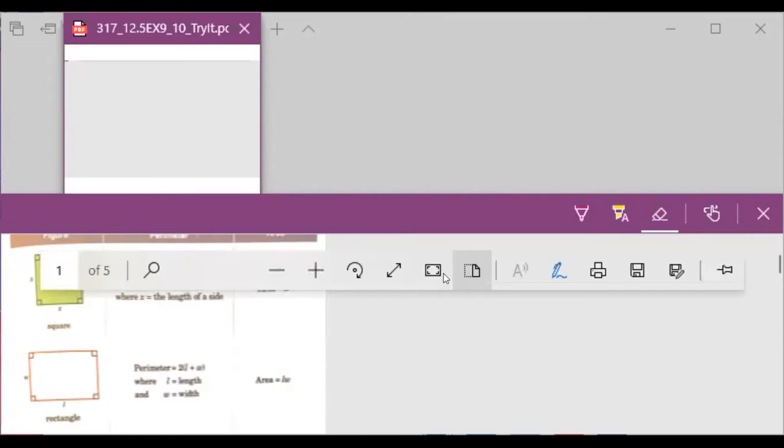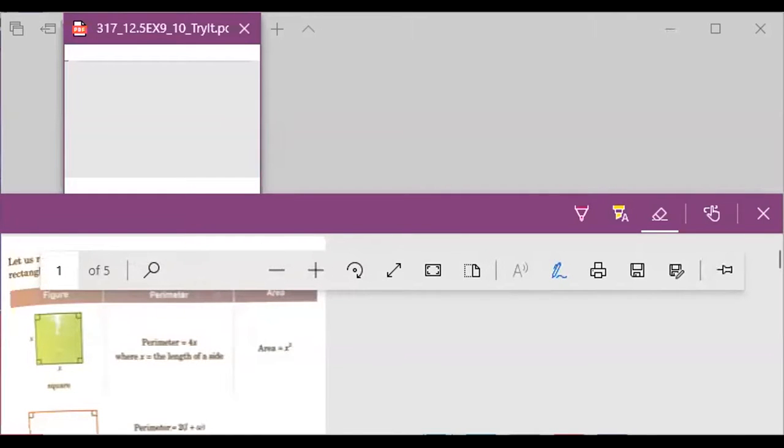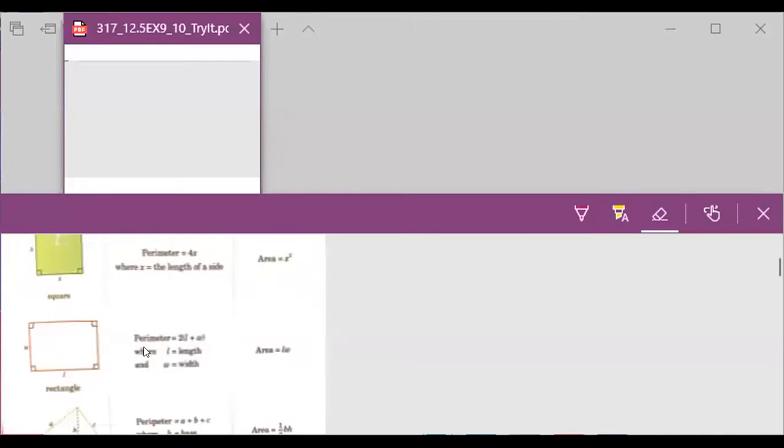So for the figure on the screen here, if we want to figure out the perimeter for a square, the formula we have is 4x, where x is the length of a side. If we want to find the area, the area is x to the power of 2. And for the rectangle, if we want to figure out the perimeter, this is the length plus the width, and then times 2. And then the area will be length times width.